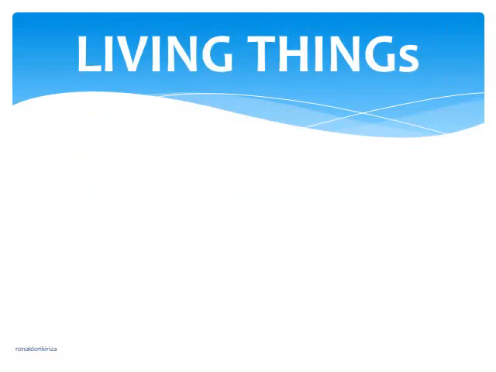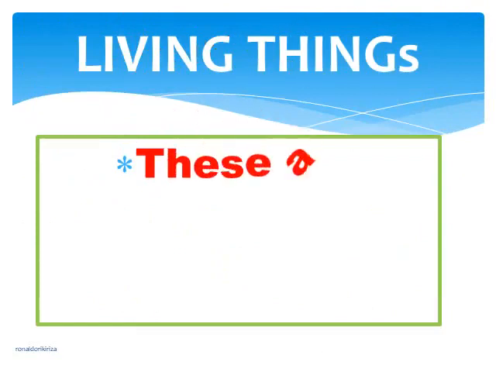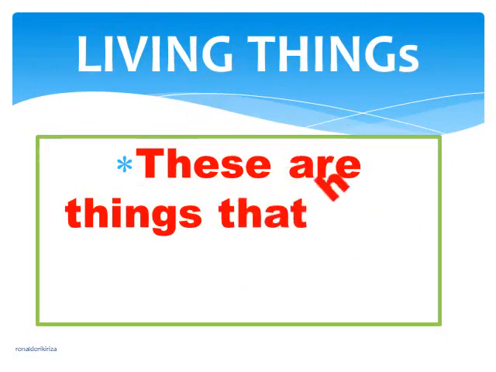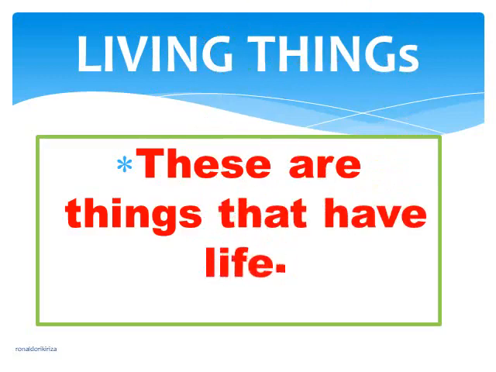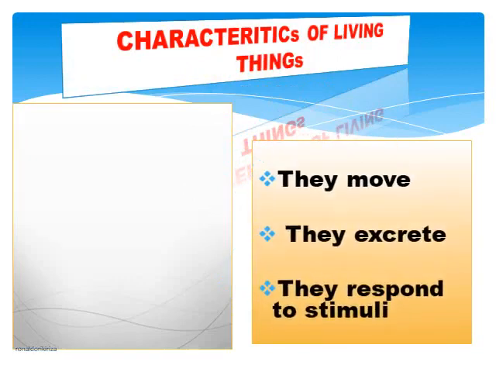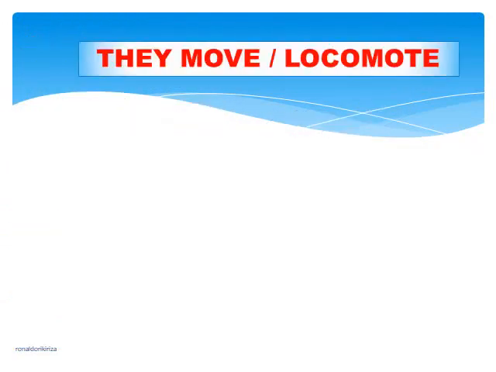Briefly, let's talk about living things, basically using the definition. And we shall say living things, these are things that have life. No matter what, we have to look at the characteristics of these living things. Number one, we shall say they move, they excrete, they respond to stimuli, and many others as we shall be watching. Number one, we say they move or they locomote.